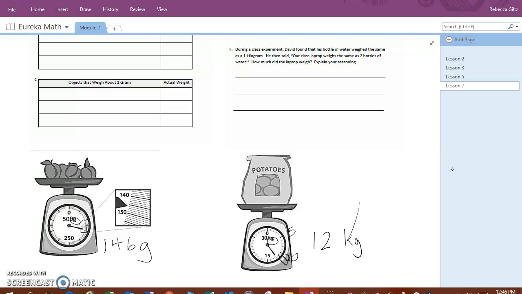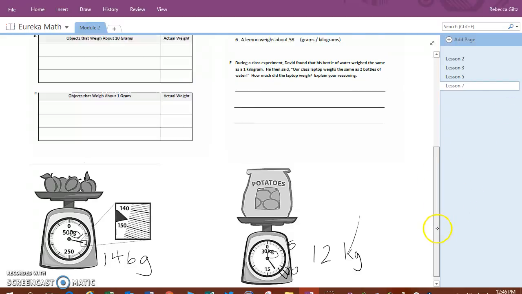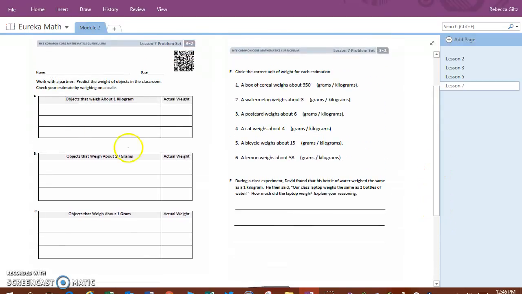Okay? So that's what you're doing for parts A, B, and C. You're finding objects that weigh either 1 kilogram for part A, 10 grams for part B, and 1 gram for part C. And then for parts B and C, you're actually going to weigh them on the scale. So you'll need to take turns. There's one, I might have a second one I'll put out there. Okay? So now if you flip to the back side, let's talk about these answers.